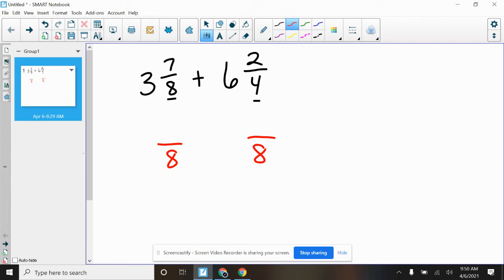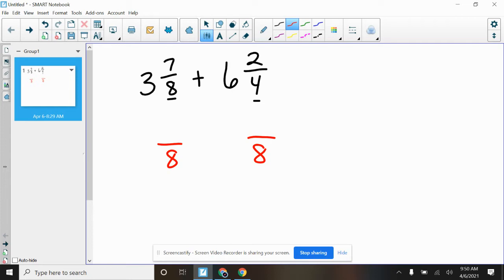Now, is there anybody in the audience who did not choose 8, but who chose 16? Okay, that's okay. What about 24? You may choose 24 or 32. All of those things will work because they are all common multiples of 8 and 4. But they're just not the smallest one.